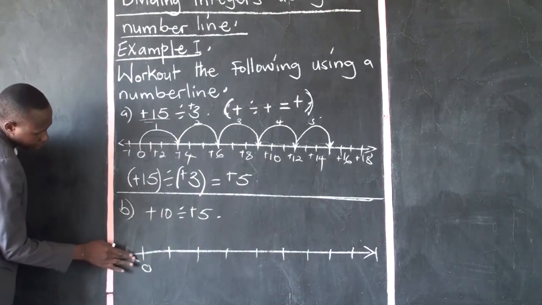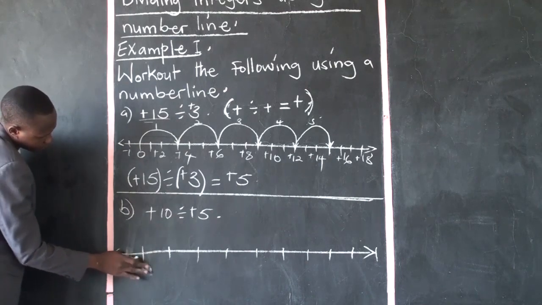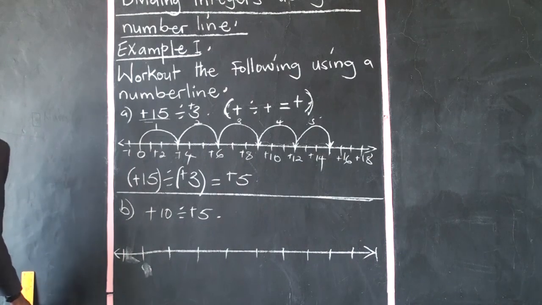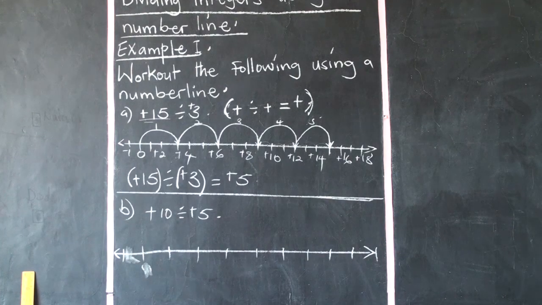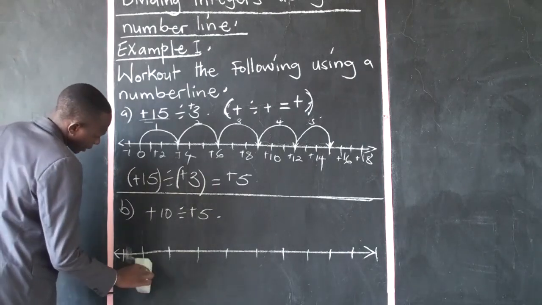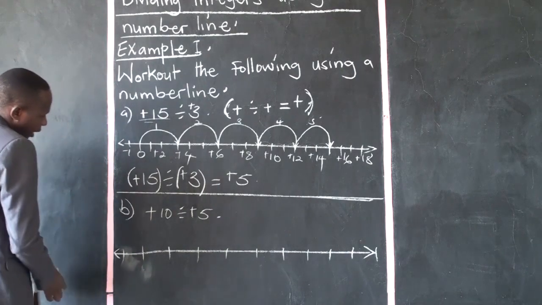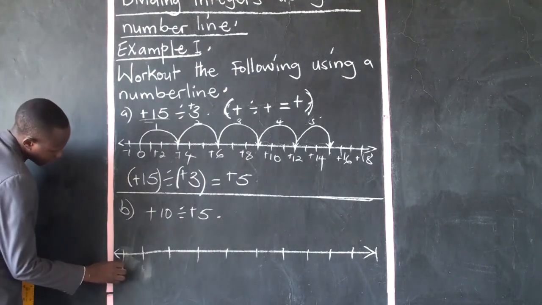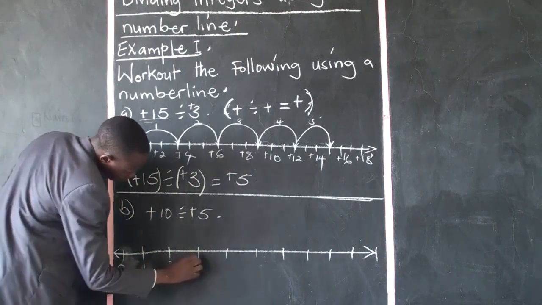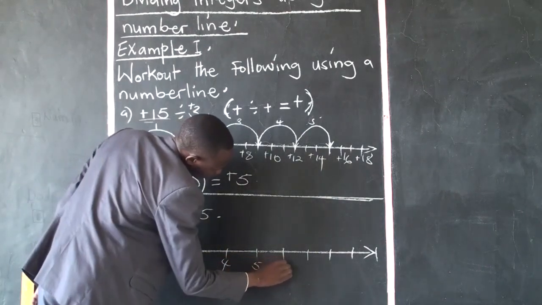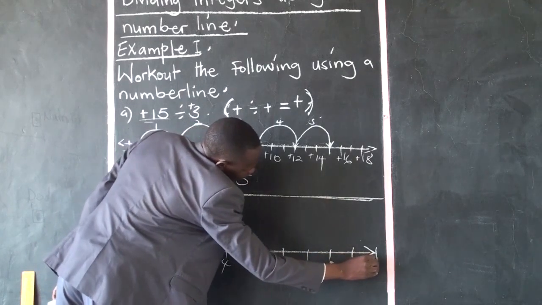1, 2, 3, 4, 5, 6, 7, 8, 9. I can extend it this side a little bit. Then I consider this as 1. I can extend it there. I hope you are now done. You must have drawn a number line and plotted your integers. As I'm also trying to plot mine, you are just following yours to find out if yours is correct or not. So this will be 0, 1, 2, 3, 4, 5, 6, 7, 8, 9, 10.